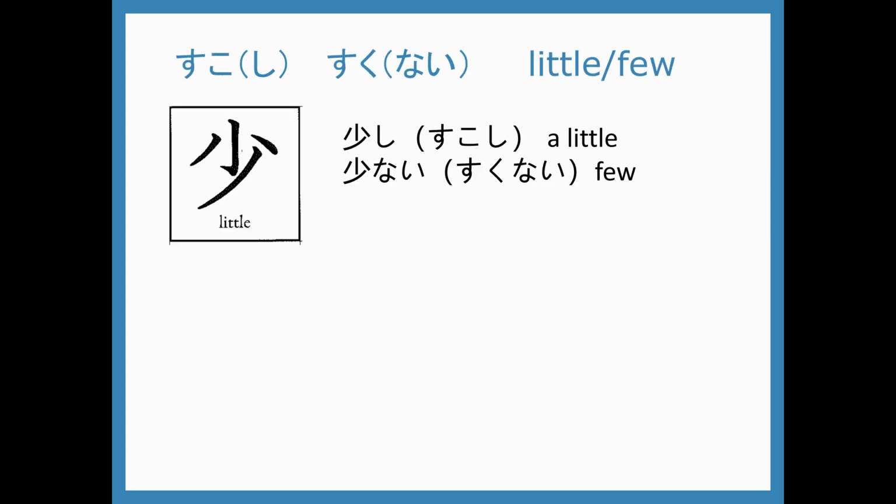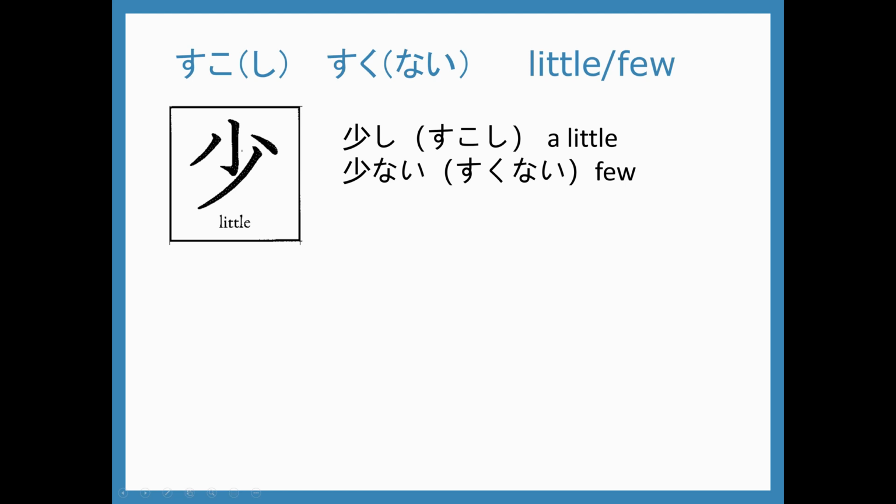Our next kanji is the suko in sukoshi, or the suku in sukunai. So this one is a little bit tricky because the reading of the kanji will change depending on which hiragana we have after it. So if you see the kanji plus the hiragana shi, we know that it's read sukoshi. But if you see the kanji plus the hiragana nai, we know that it's read sukunai.